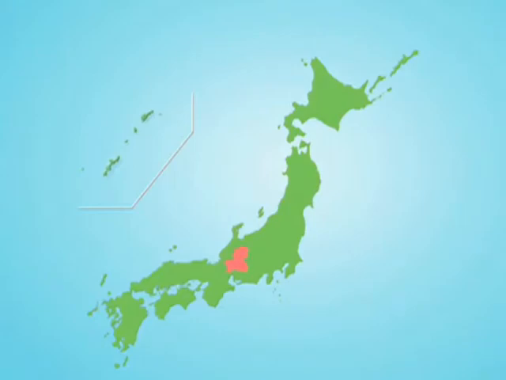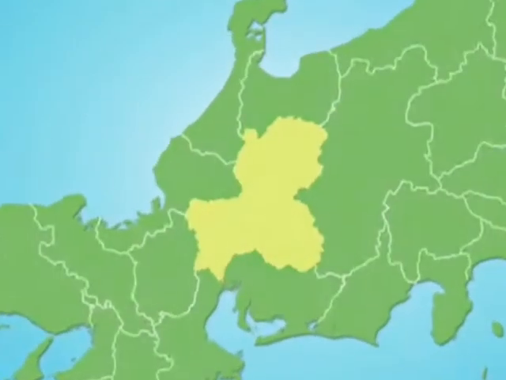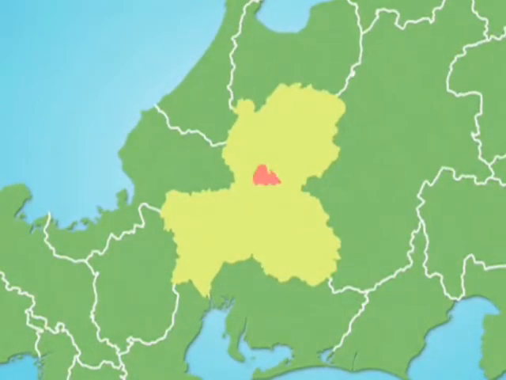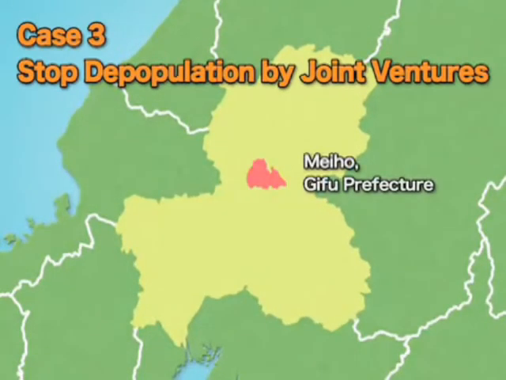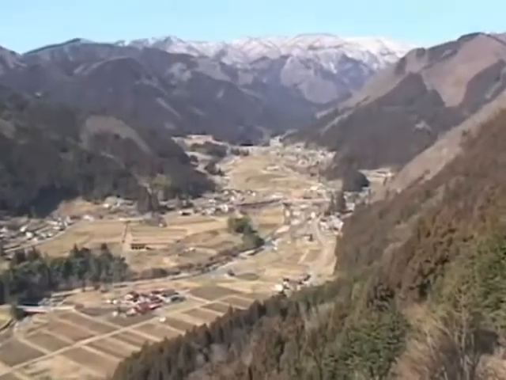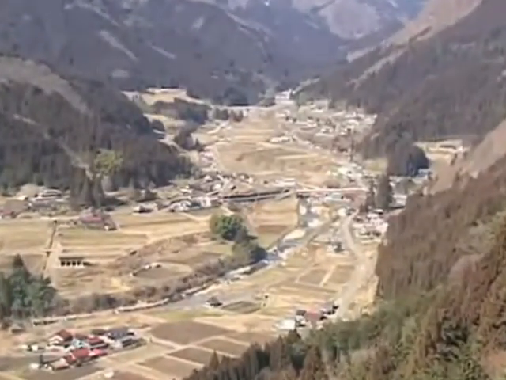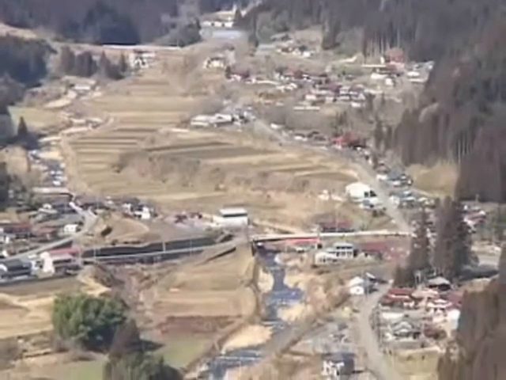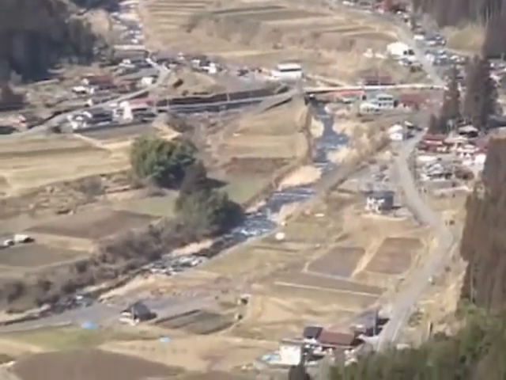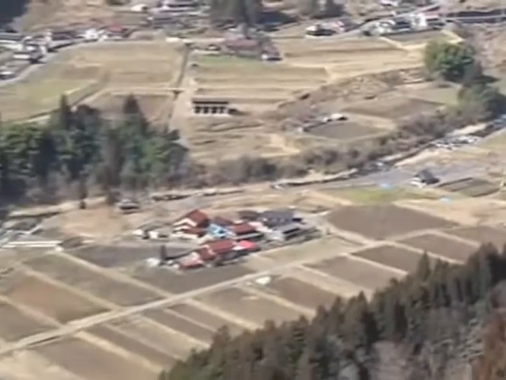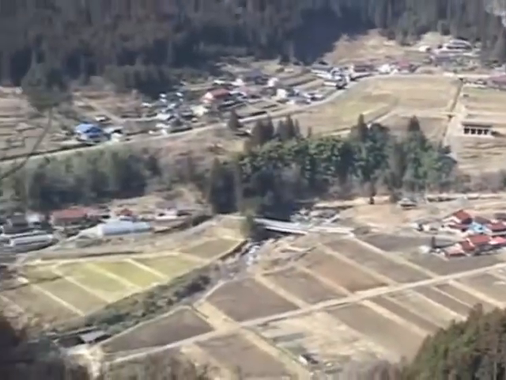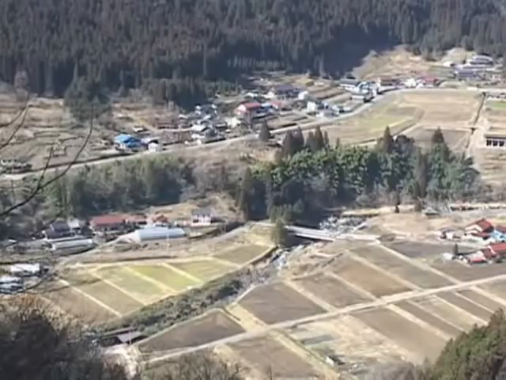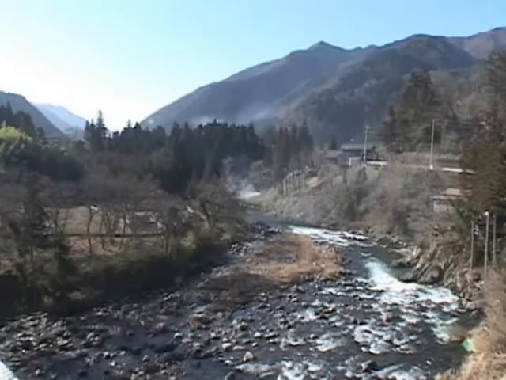Gifu Prefecture is in the middle of Japan's largest main island. Here in Meiho, the residents and local government united to start new businesses, to encourage tourism and develop specialty products. Meiho lies at the foot of a range of mountains. Its core industries used to be forestry, silkworm breeding, and animal husbandry. However, from the 1970s, partly due to mine closures, depopulation and the aging of population started. The village was in danger of losing its identity as an autonomous community.